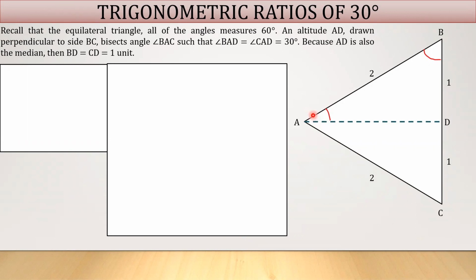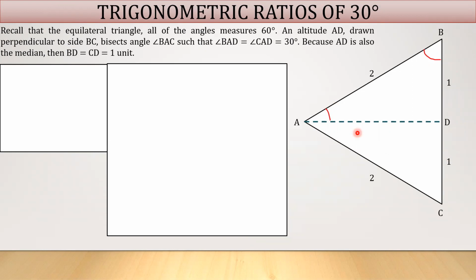An altitude AD is drawn perpendicular to the side BC, and it bisects angle BAC such that angle BAD is equal to angle CAD and is equal to 30 degrees. Ibig sabihin, this is 30 degrees and also this is 30 degrees. Because AD is also the median, then BD is equal to CD and is equal to 1. So 1 unit, 1 unit.